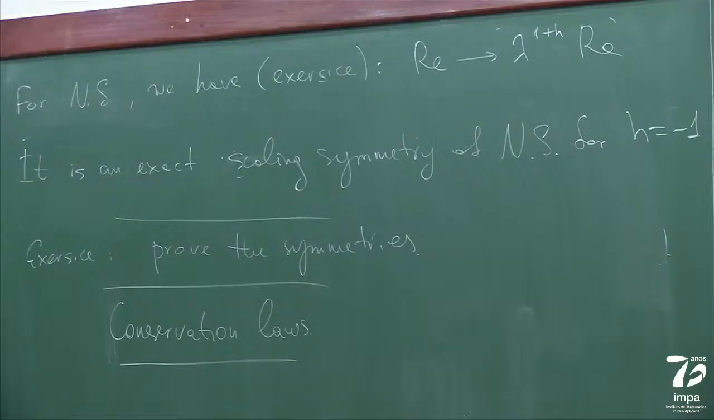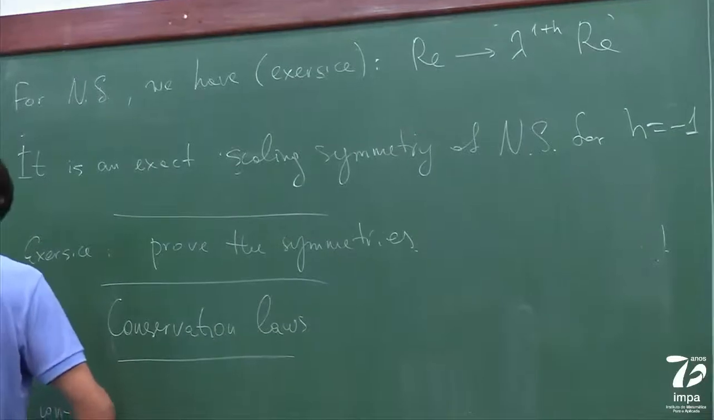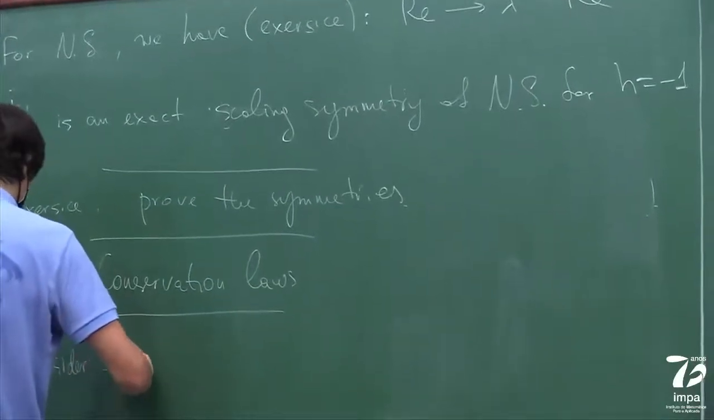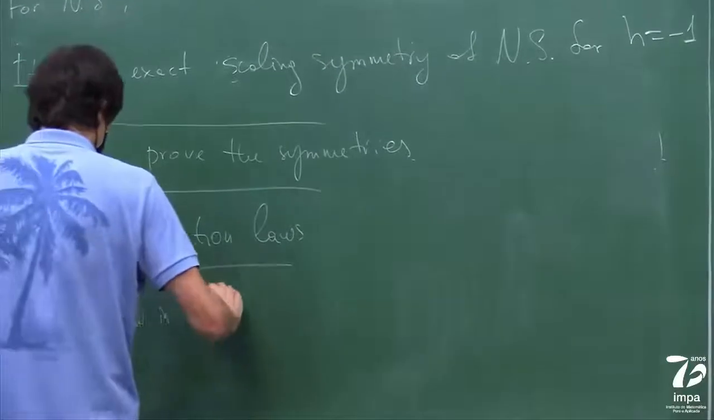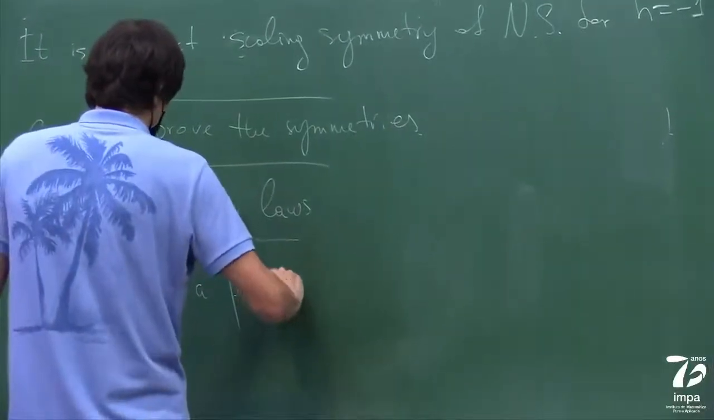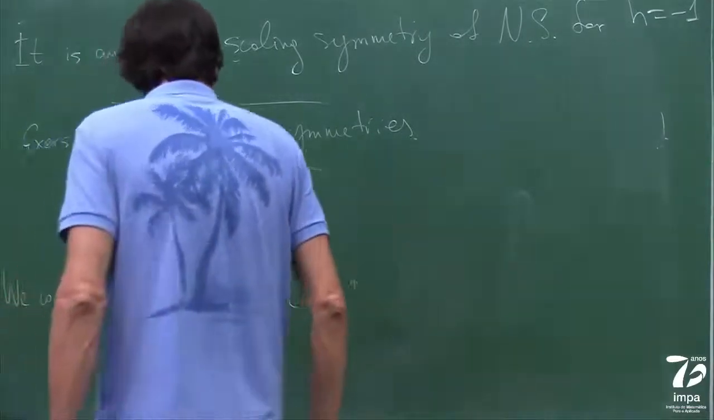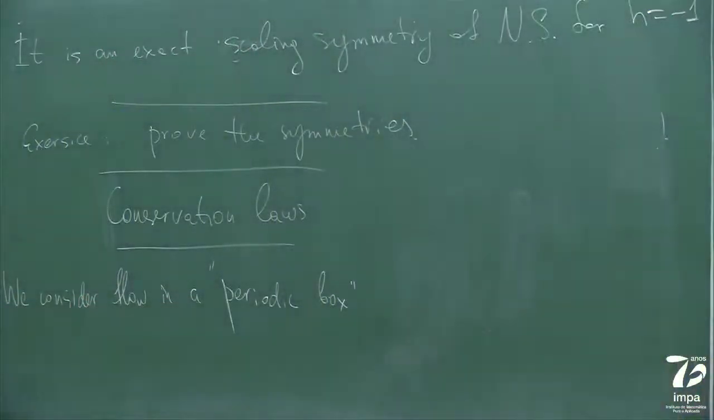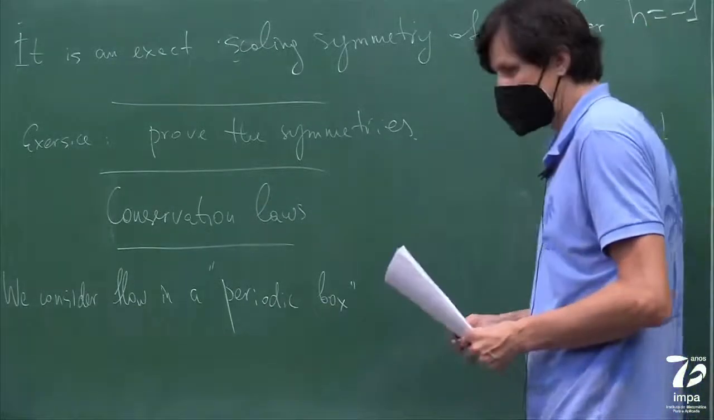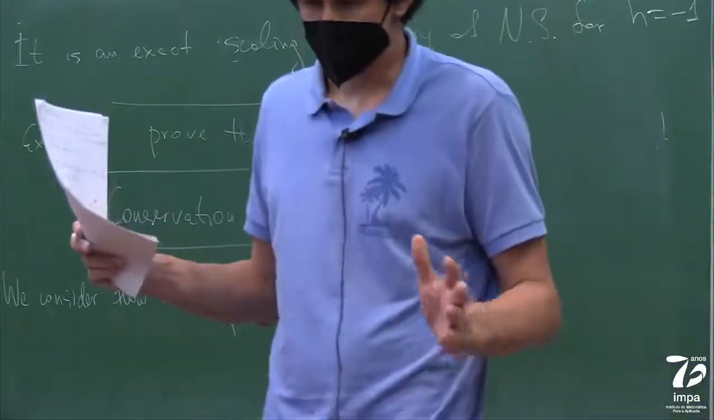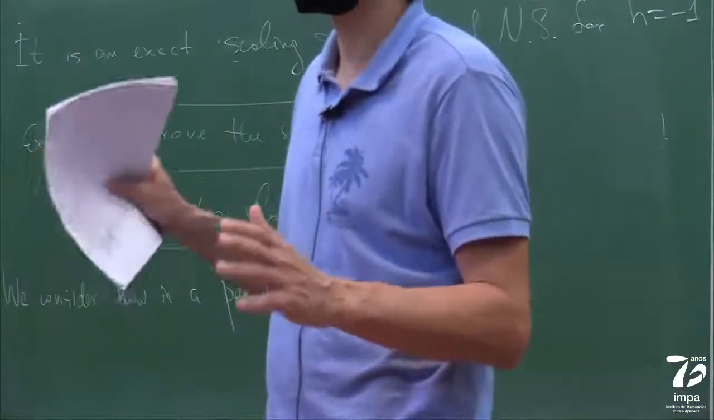So essentially, we consider flow in a periodic box. This is a rather unphysical assumption, which most of the theoretical people in fluids do. The boundary is always a problem.